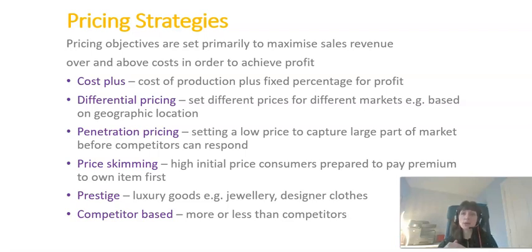Price skimming is where we charge a premium price, and we do it initially. Things like Apple products will be at a premium price initially because they have a good enough reputation for people to want to trial them early on, and these people are happy to pay a premium to be one of the first users, and then over time they will reduce their price. But what's really clever about price skimming is that it allows them to recover some of their cost of research and development.